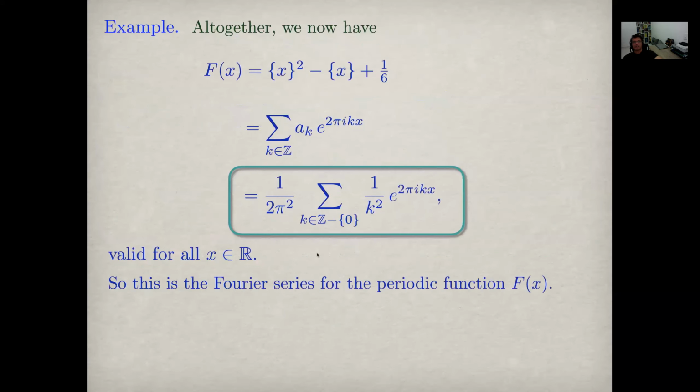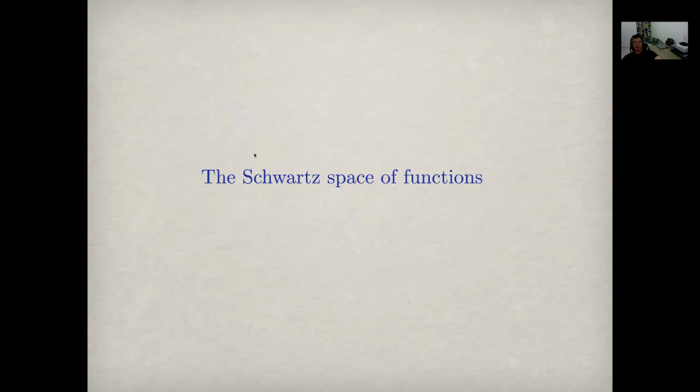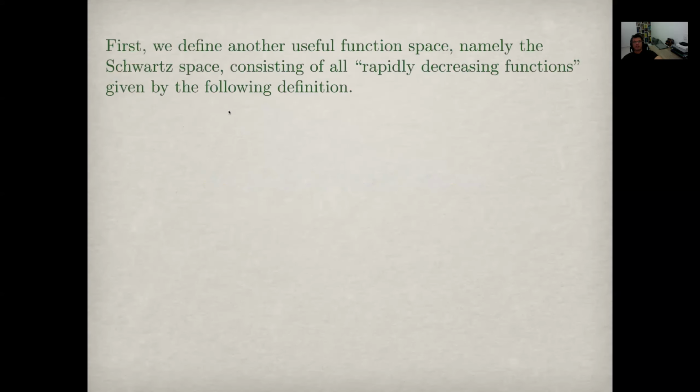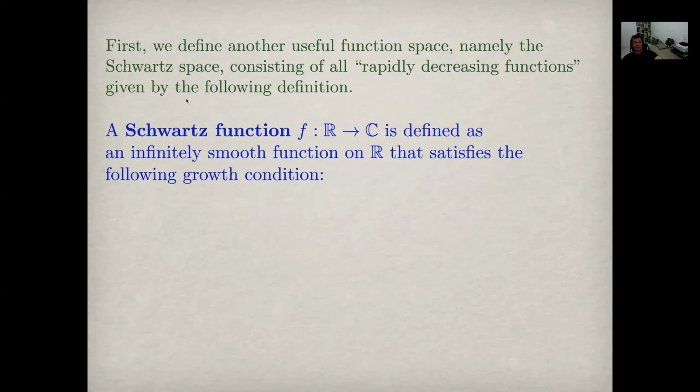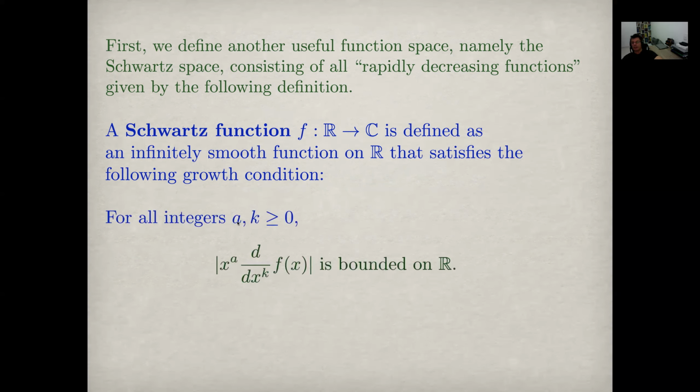Okay. So altogether, so this was from before. All right. So the Schwartz space of functions is next. First, we define another useful function space, the space of rapidly decreasing functions. So what is a rapidly decreasing function? A Schwartz function f, whose domain is R, is defined as an infinitely smooth function on the reals that satisfies the following growth conditions. For every integer a, k, positive integers or 0, the kth derivative of a function times an arbitrary power of x, x to the a, is bounded on the reals.